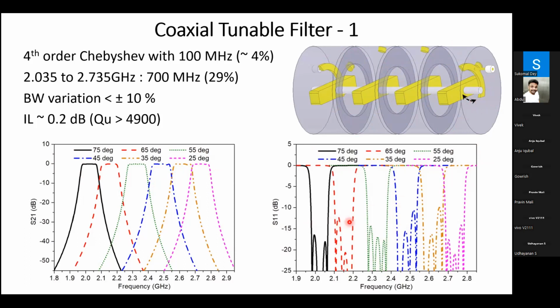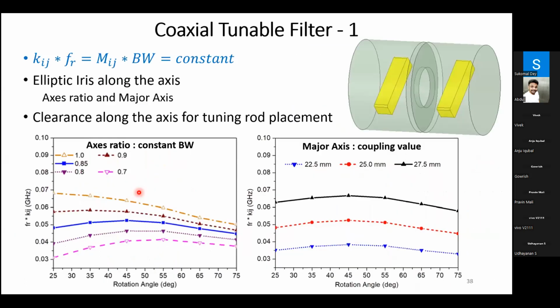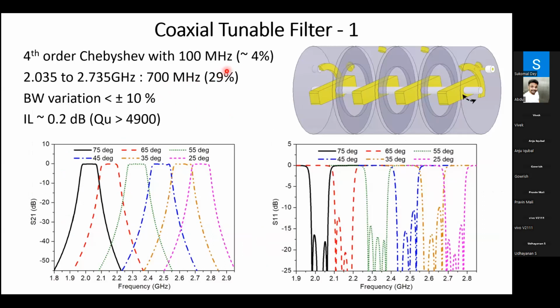The reflection coefficient is also pretty good, better than around 15 dB, 12.5 dB approximately. And the bandwidth variation is also within reasonable limits. We ensured that with the design of the elliptic iris opening. And the tuning range we obtained was around 30%. So this was pretty good at low frequency. And it is a high Q structure, around 5000 at 2.5 gigahertz.